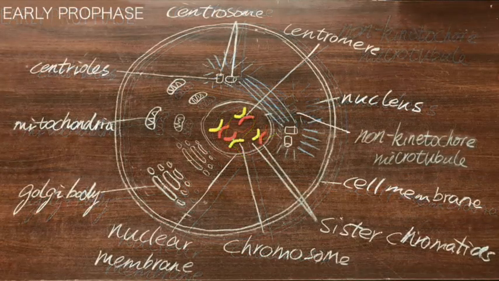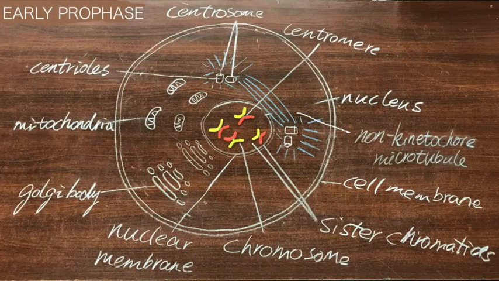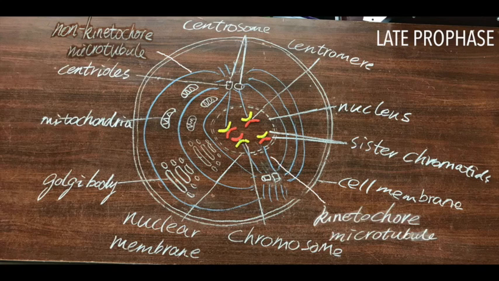In the latter part of early prophase, the centrosomes have moved further apart from each other at about 12 and 3 o'clock, and the chromatin fibers have finished condensing into short and thick chromosomes consisting of 2 sister chromatids joined together by a centromere. Late prophase or prometaphase.